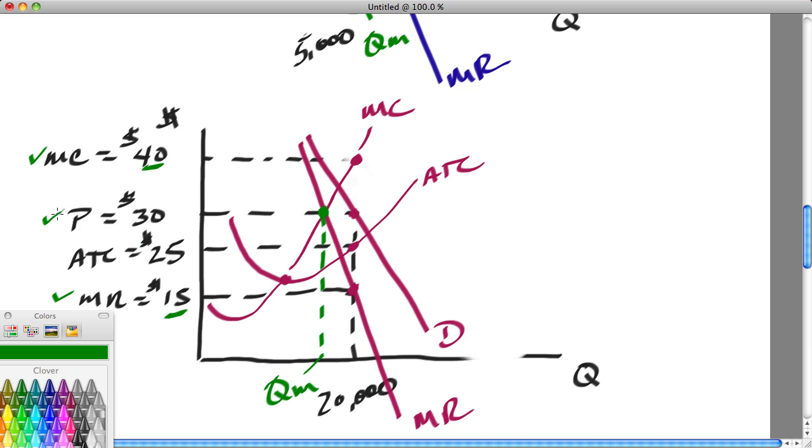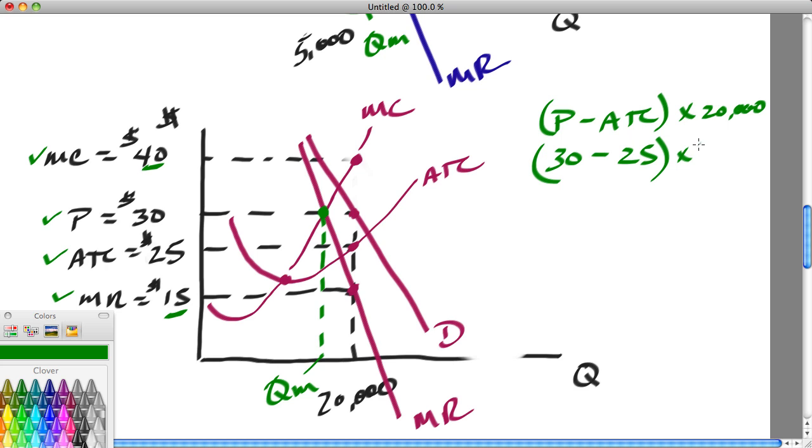Yes. Price is greater than ATC. On average, we sell them, these units, for 30. On average, they cost us 25. On average, they profit us 5. 5 times what? 20,000 is what? That should actually be the variable. 5 times 20,000 is what? It's 100,000. So the firm is quite profitable at 20,000 units.